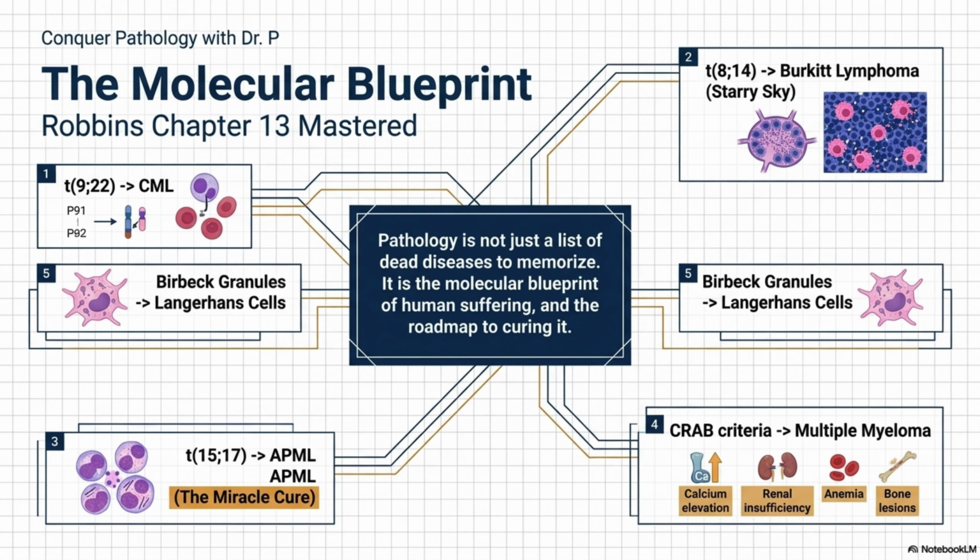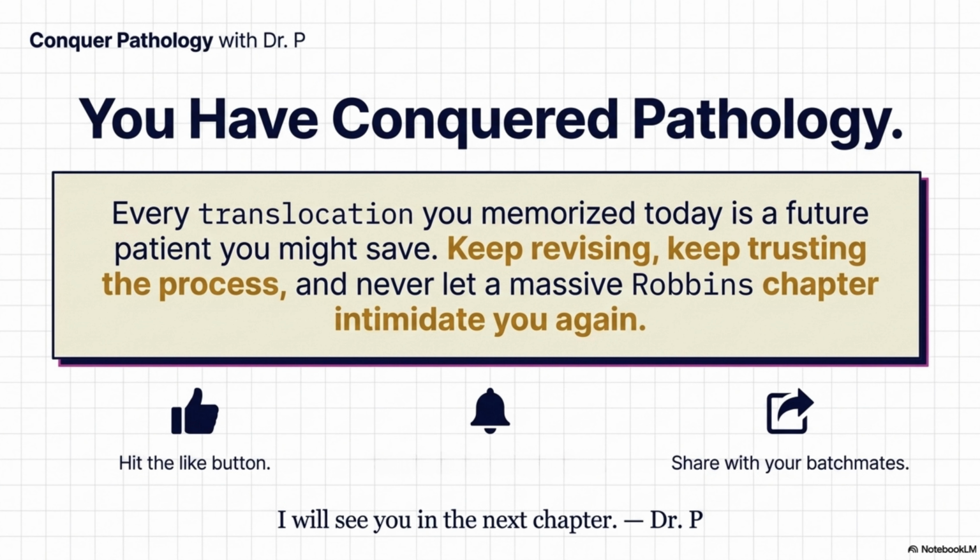Pathology is not just a list of dead diseases to memorize. It is the molecular blueprint of human suffering and the roadmap to curing it. You have conquered pathology. Every translocation you memorize today is a future patient you might save. Keep revising, keep trusting the process, and never let a massive Robbins chapter intimidate you again.